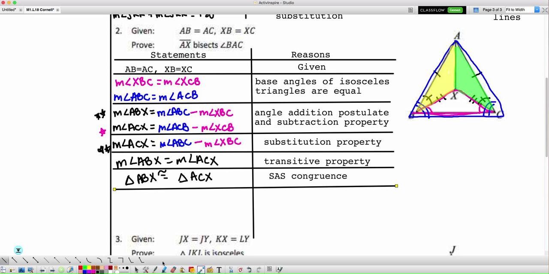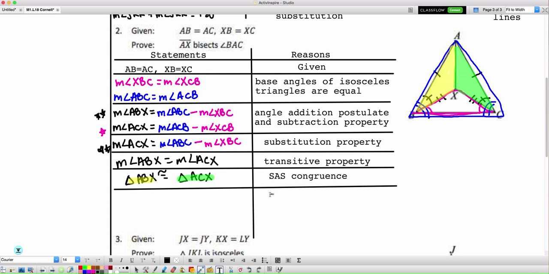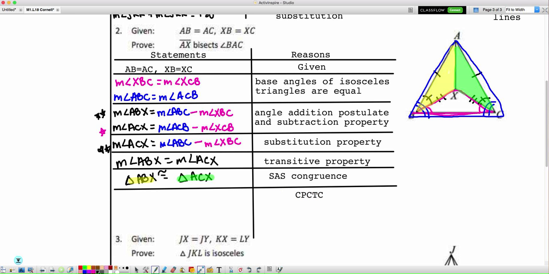So now that I've proven that the yellow and green triangle are the same size, this one being the green one, this one being the yellow one, they're congruent because of SAS. Now I can say that their corresponding parts are congruent. So I can use that CPCTC to say the corresponding part that I want. So to prove that this is a bisector, I want to prove that those two angles are equal to each other. So now I can say that easily.